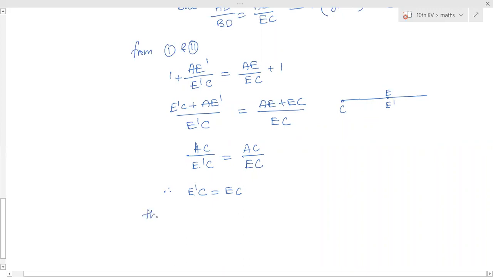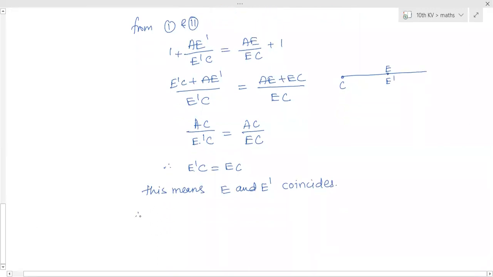So this means E and E dash coincide. So there is only one line which is parallel to the third side. Therefore, DE and DE dash are the same lines. Therefore, DE is parallel to BC. Because we considered DE dash as parallel, but now we have proved that DE dash and DE are equal, so they are the same lines. So when they are the same lines, DE is parallel to BC.